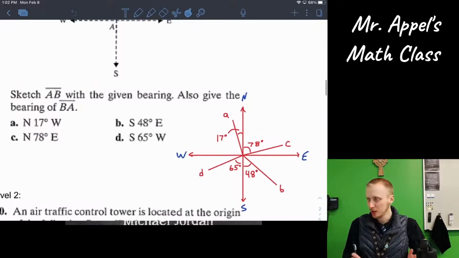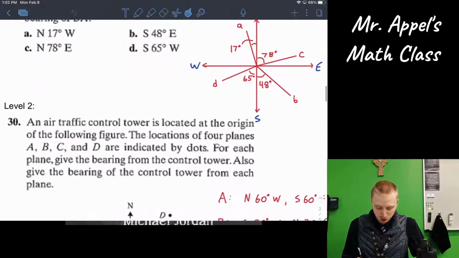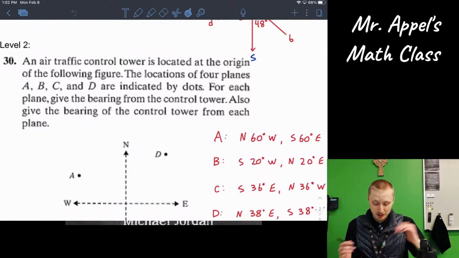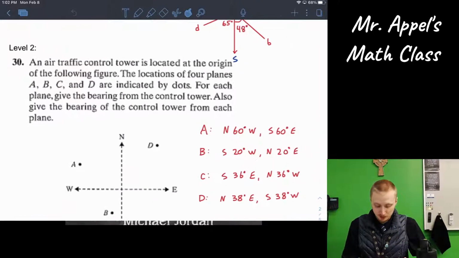Okay, any questions on the level 1 problems from last Wednesday? No? All right. Move on. Level 2 continues on with the bearing and azimuth.